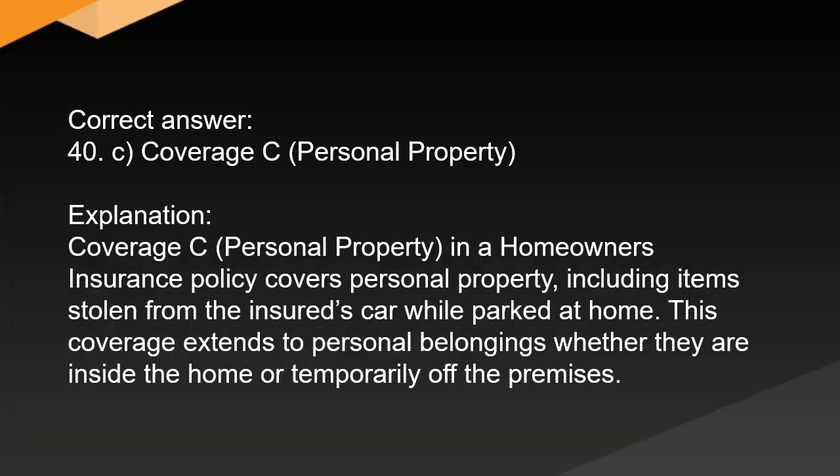Correct answer. C. Coverage C. Personal property. Explanation. Coverage C, personal property in a homeowner's insurance policy, covers personal property, including items stolen from the insured's car while parked at home. This coverage extends to personal belongings, whether they are inside the home or temporarily off the premises.